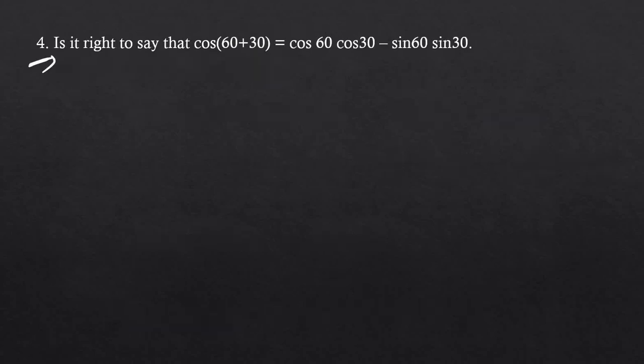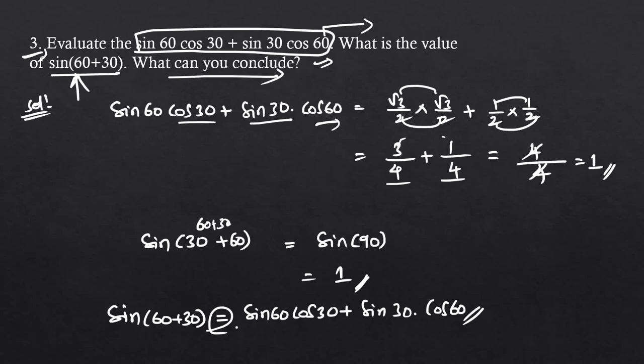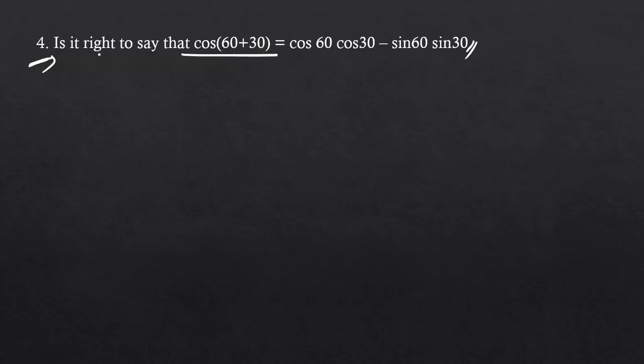Fourth question here. Is it right to say that cos 60 plus 30 is equal to cos 60 into cos 30 minus sin 60 into sin 30? It is the same kind of question as this one, with cos 60 plus 30 given. Now in the solution, whether it works the way it did for sine, we have to check, that's it. This value we got as 1.